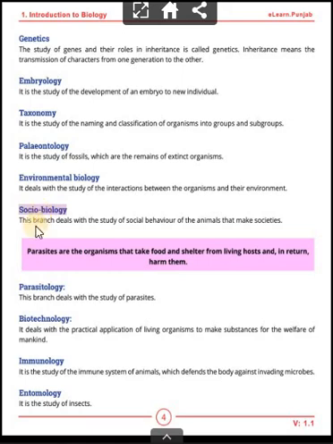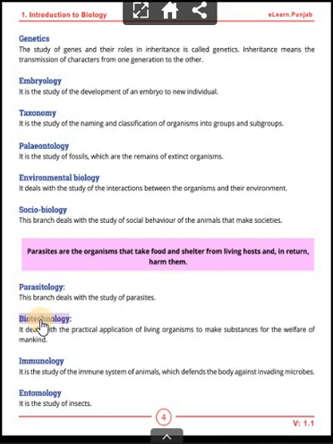The next branch is parasitology. Parasitology is when we study parasites. Parasites are organisms that take food and shelter from a living host, but in return they harm it. Instead of giving the host some advantage, they harm the host. Such organisms are called parasites, and the study of those parasites is called parasitology.